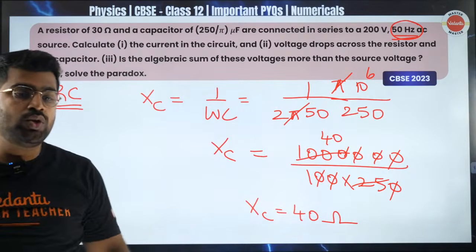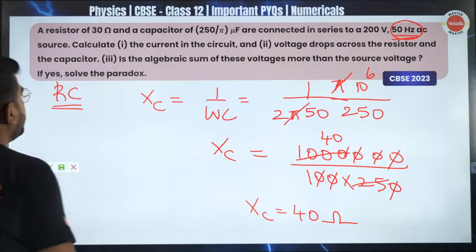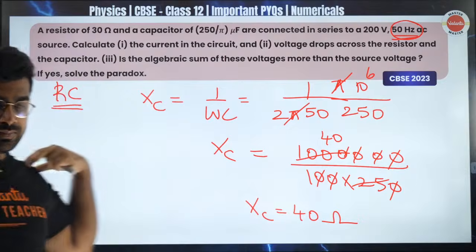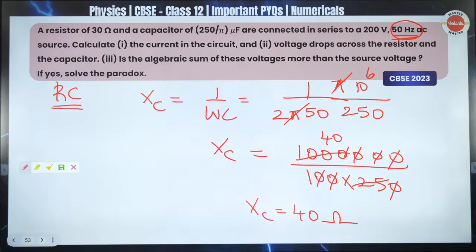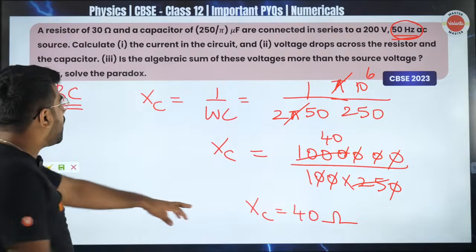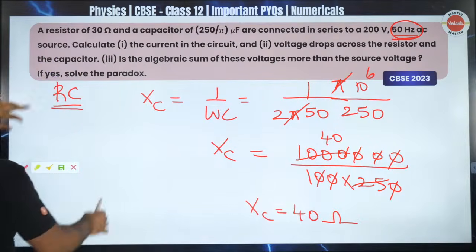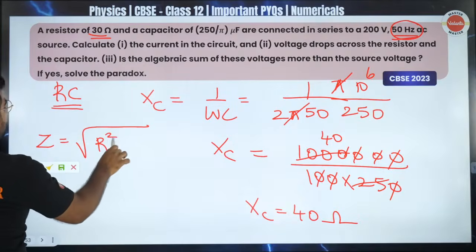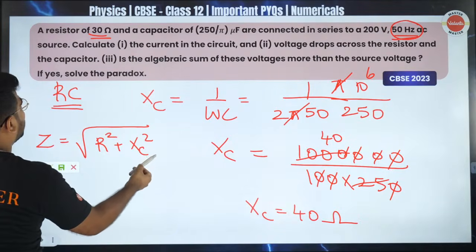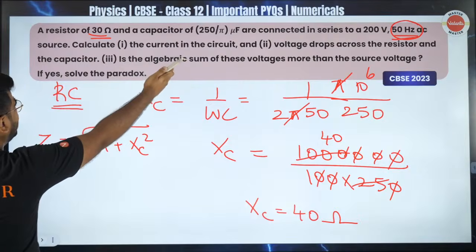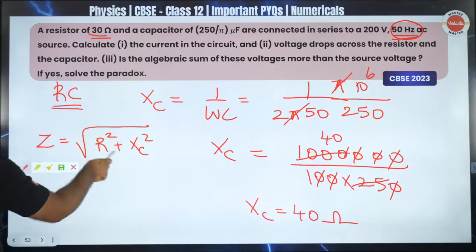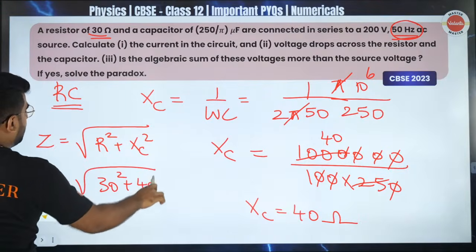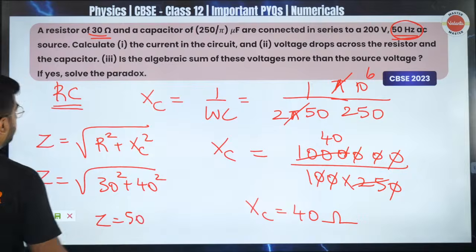Super. Are you all clear until now? Shall I move forward? So XC is 40. Now R, the resistor, is how much? Resistor is 30. So what is impedance? Impedance is equal to root of R square plus XC square. Sir, no XL? There is no inductor here, it is only RC. So impedance is equal to root of 30 square plus 40 square. So how much is impedance? Impedance is 50.